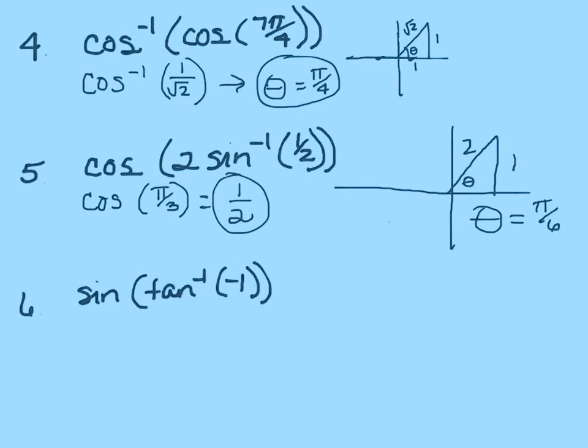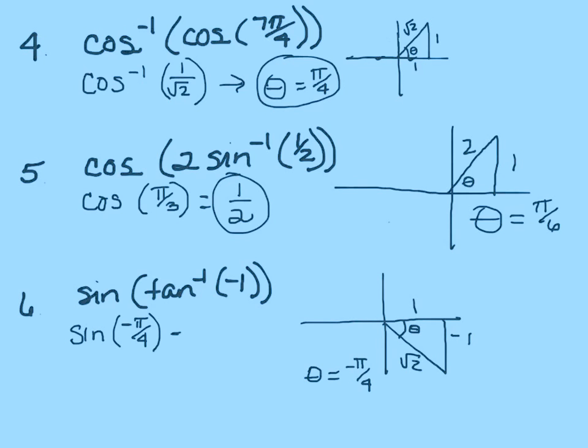The last one on this page, the inverse tan of -1, we should know by now that that's going to be negative pi over 4. And then when we take the sine of negative pi over 4, it's going to equal negative square root 2 over 2.